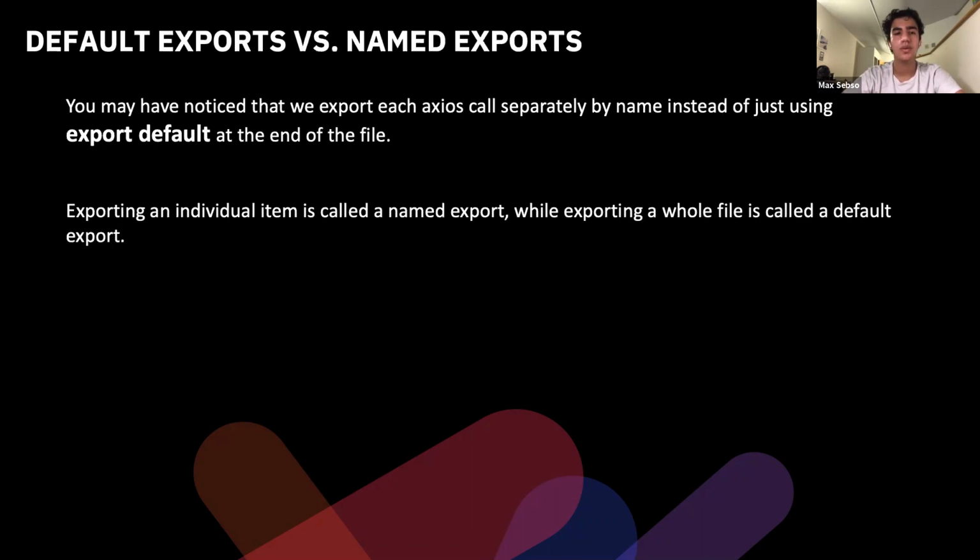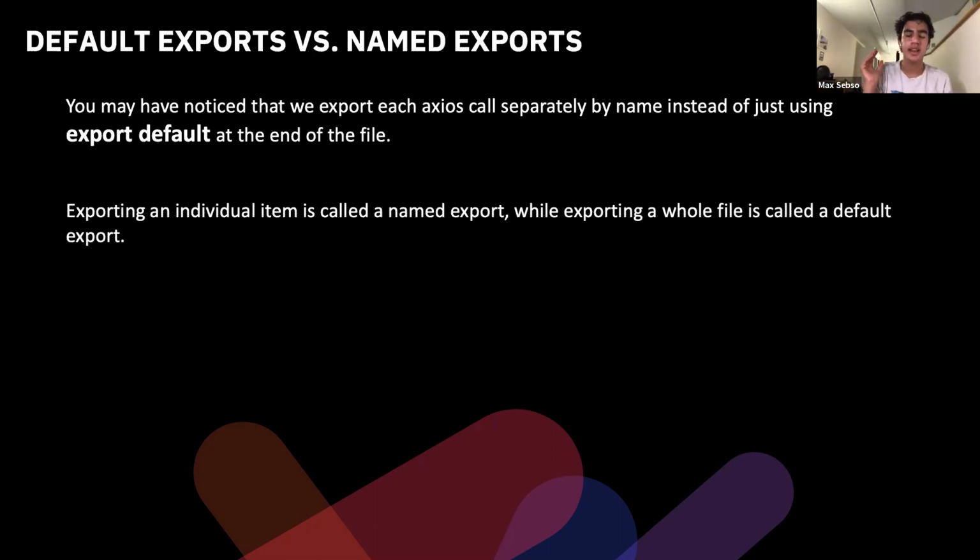Really quickly, what we need to talk about is default exports versus named exports. Default exports are when we export a whole file. If you remember, we just say export default, the name of what we want to export, and that exports the whole thing.